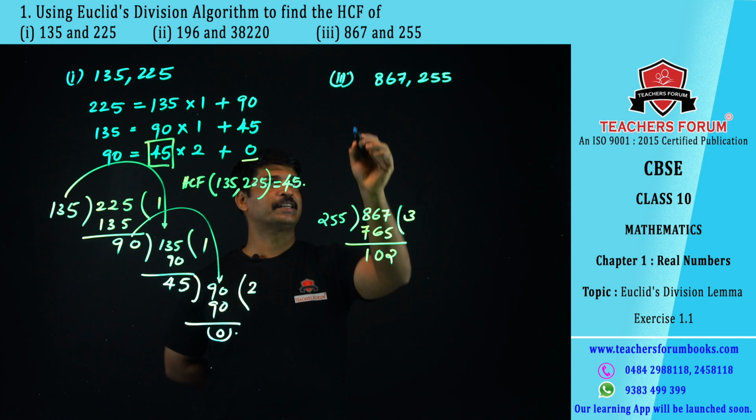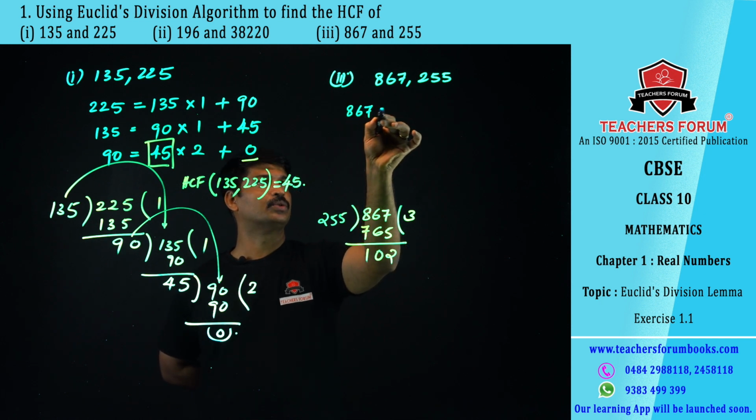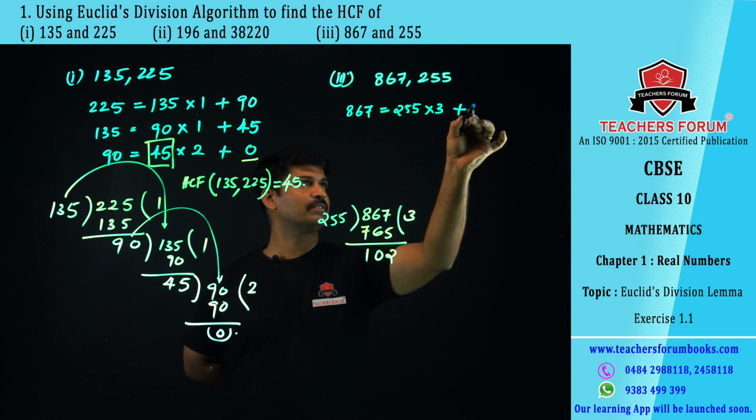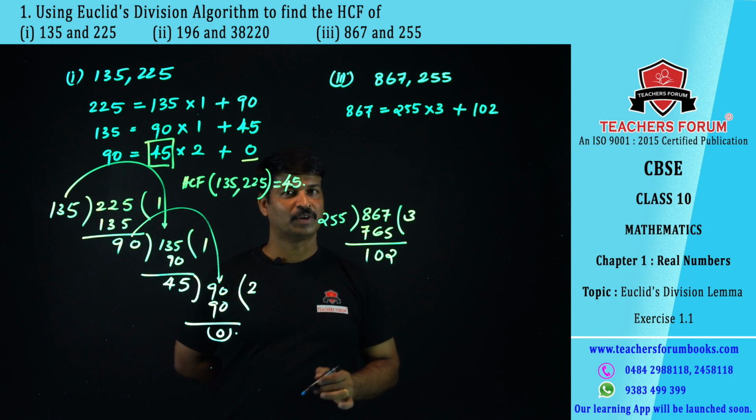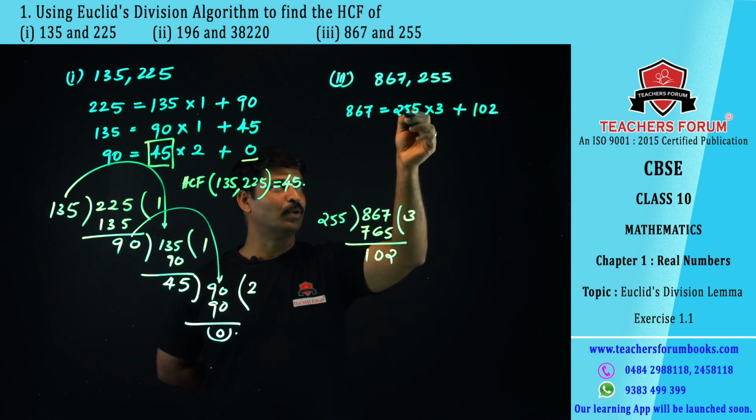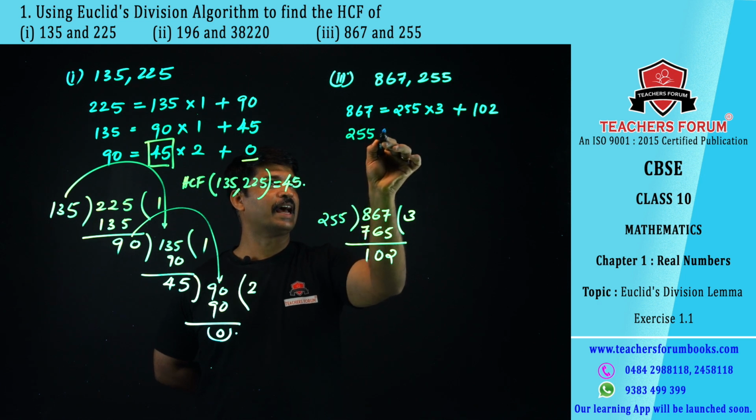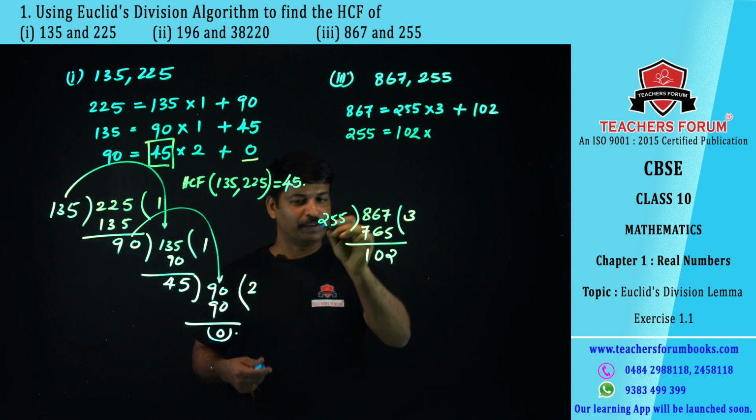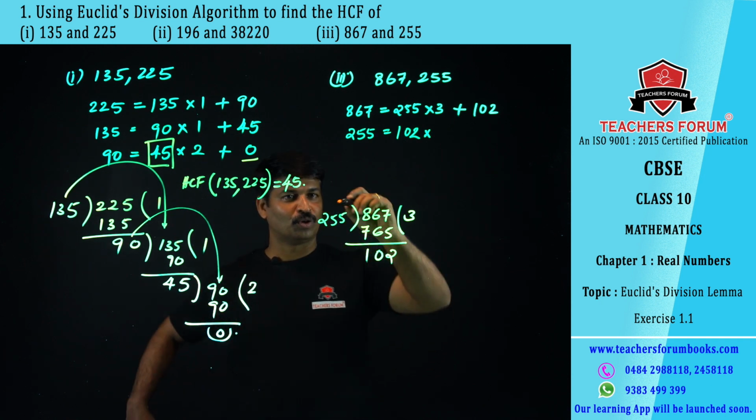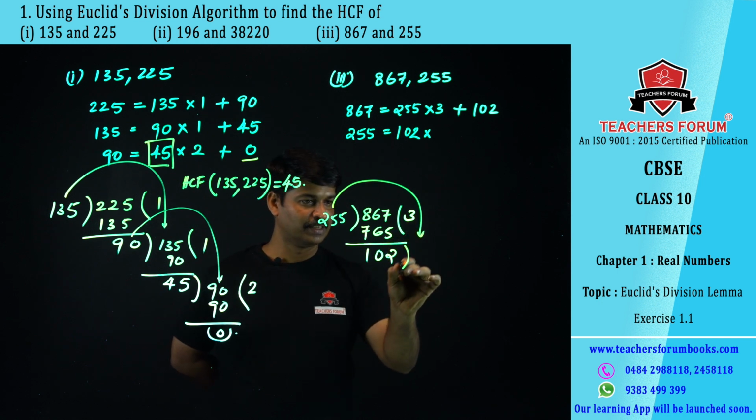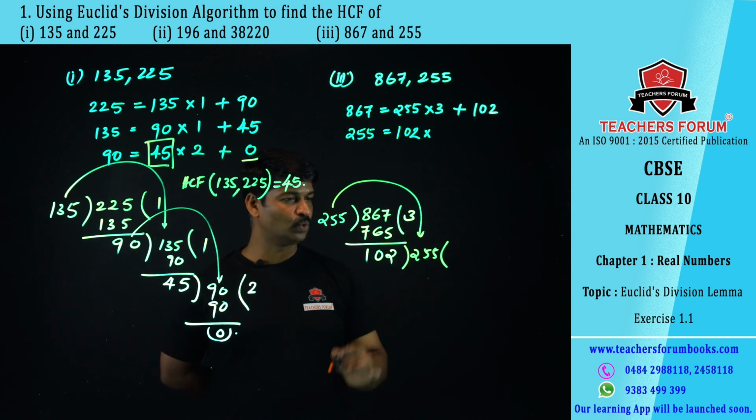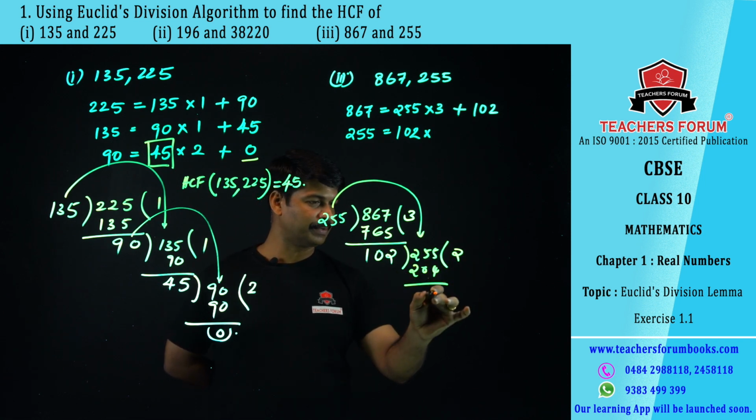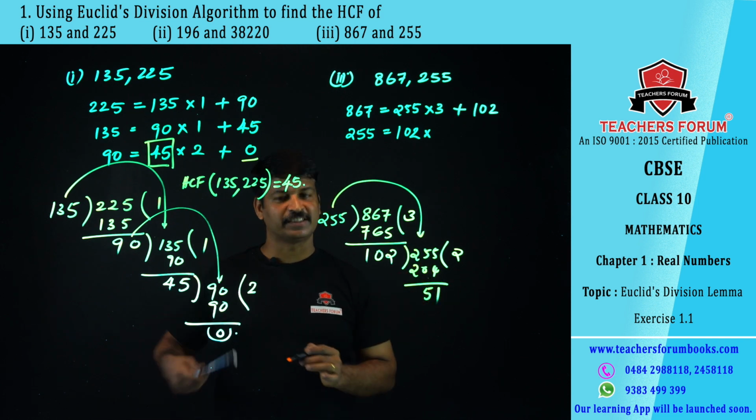So this step can be written as dividend is equal to divisor into quotient plus remainder. What will be the next step? The divisor becomes the dividend and the remainder becomes the divisor. Now let us divide 255 by 102. So here 255 becomes the dividend. 102 goes twice in 255. It becomes 204. When you subtract, you will be getting 51 as remainder.